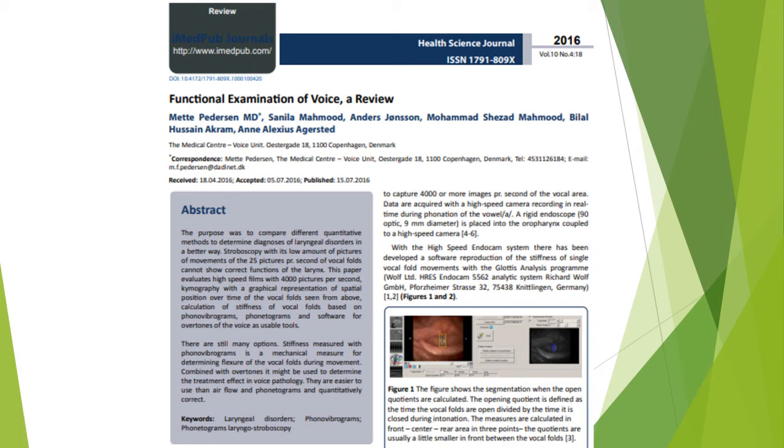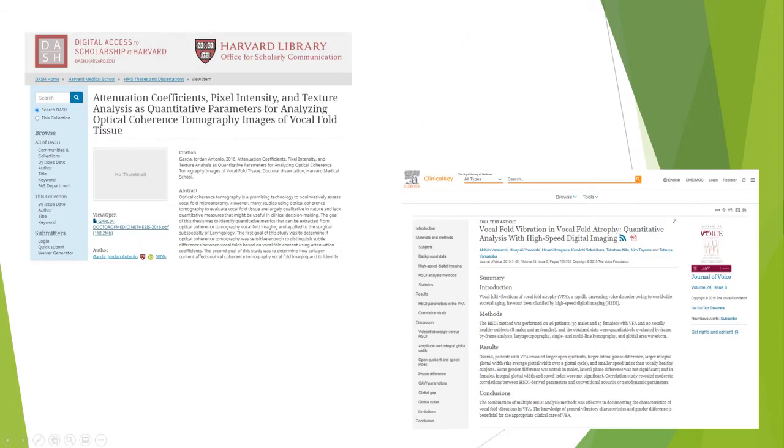The reason why it is so difficult to use quantitative measurements of the vocal folds is that lots of parameters are involved. Some of the parameters involved include tissue variability, referred to by Garcia. Another aspect is the moderate correlation between high-speed derived parameters and conventional acoustical or aerodynamic parameters.